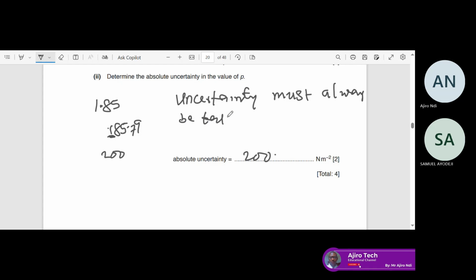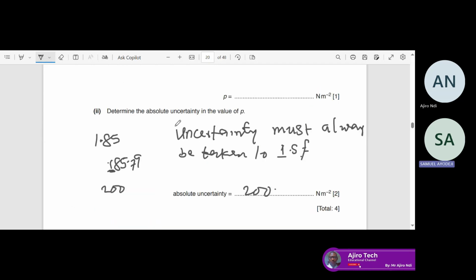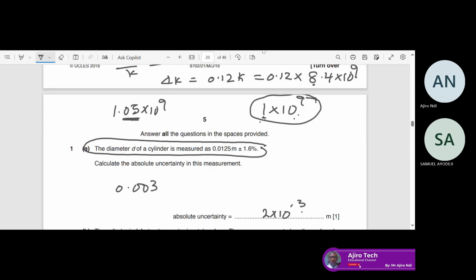So this is paper two. Permit me, let me go and look for it. I want to see. This is number one. So what did you get in the first one? You get 2 power minus 10 minus 4? The first question, question 1A, what did you get?